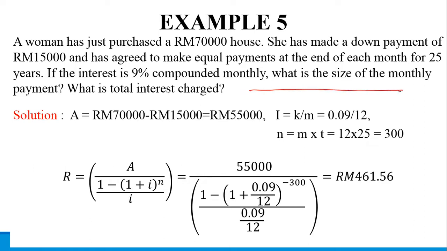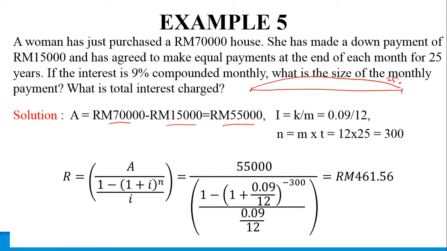If I do like this one, first she buys the house, which is 70,000 ringgit, but she already paid a down payment of 15,000 ringgit. So the amount she doesn't pay yet, the balance that she needs to pay, is 55,000. Using the 55,000, she says she doesn't have that money, so she will pay equal payments each month for 25 years.